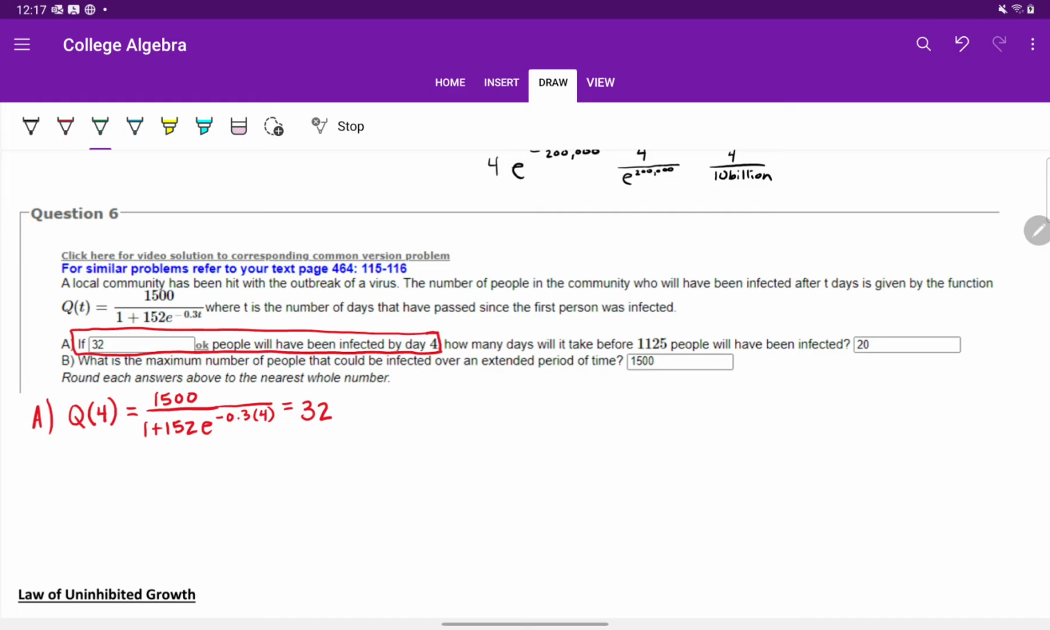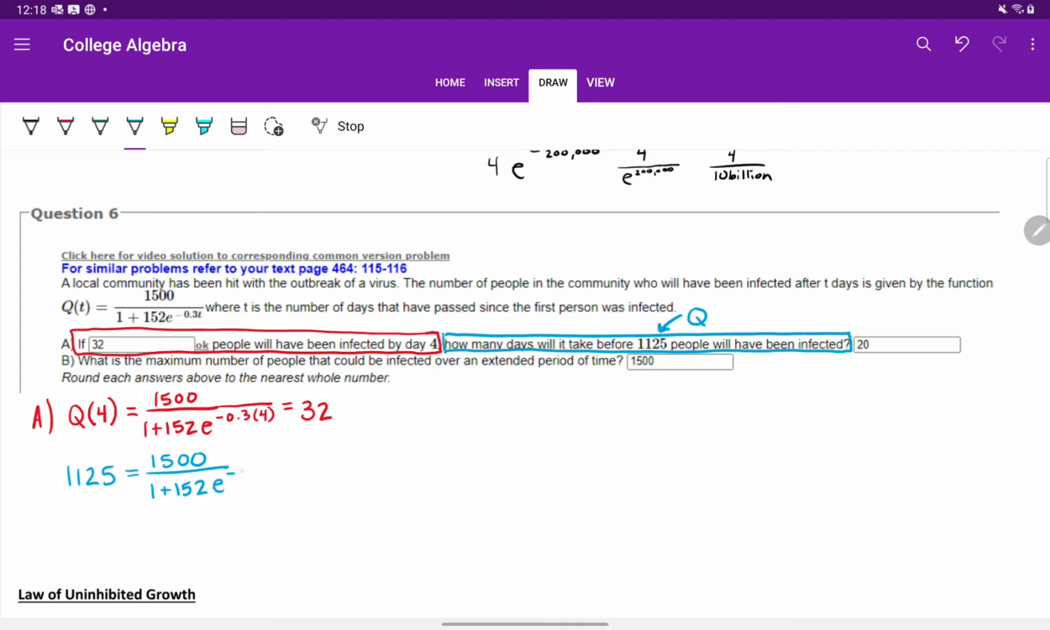The next part of part A says how many days will it take before 1,125 people have been infected. So this is a totally different question. I don't know quite why they worded it this way, put 2 questions into one. But here, this number they're giving us, 1,125 people, that represents Q. That represents the quantity of people that have been infected. So the 1,125 number replaces Q. And our job now is to find T.